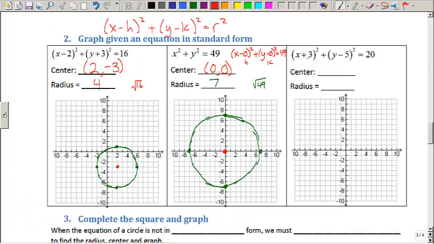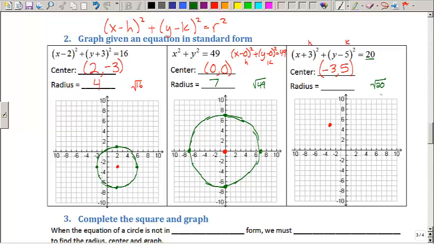On our last problem, we have x plus 3 quantity squared plus y minus 5 quantity squared equals 20. So my h and my k are found by taking the opposite of the value next to the x, which is negative 3, comma the opposite of the value next to the y, which in this case is positive 5. I can plot negative 3, 5. And now I'd like to find the radius. Well, the radius is found by taking the square root of r squared. And the r squared in this case is 20.